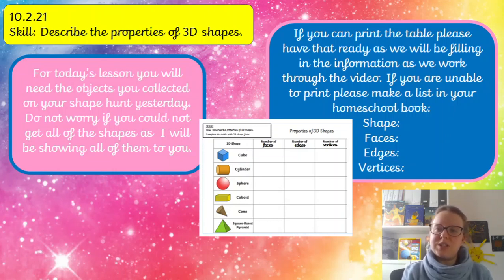If you can print the table, which is shown on the screen, if you can print that ready as well, and you're going to fill it out during the lesson. If you don't have a printer, then you can make a list in your book. So you can write the name of the shape, and then you can write faces, edges, vertices, and you can write the number of each next to them.